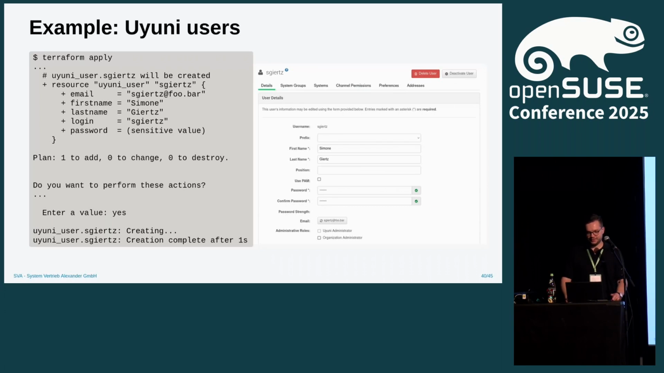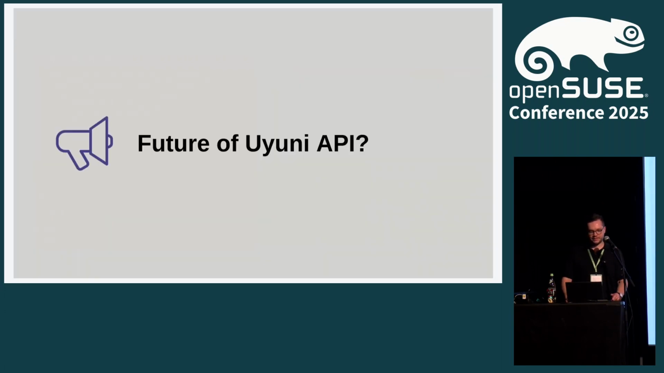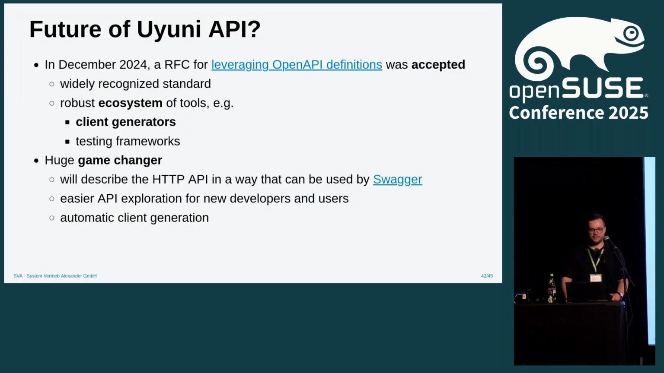Which brings me to the discussion I want to start. What can the future of the Uyuni API look like? So I found out that in December 2024, an RFC was created and also accepted called Leveraging Open API Definitions. So some of you maybe already heard of the Swagger utility. So that's the Open API definition. It's a widely recognized standard that offers a robust ecosystem of tools. So we have things like client generators.